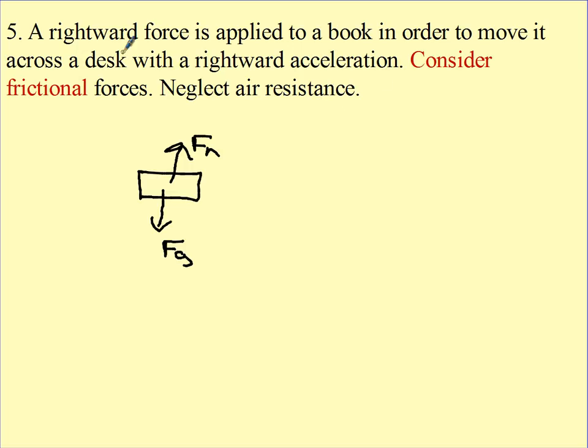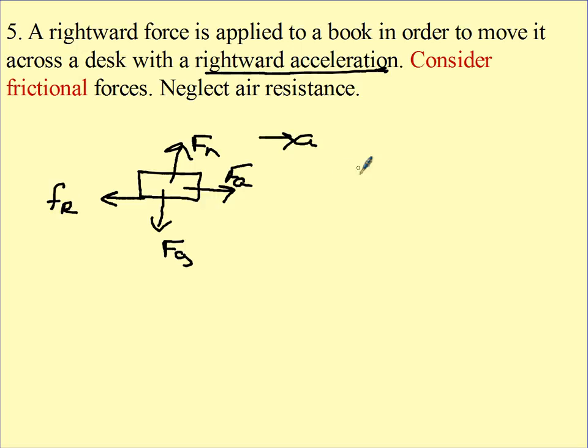So when it's sitting on a surface, always draw your normal force second. Now let's go back to the problem. I have a rightward force applied. So I'm going to apply my rightward force. I'm just going to call this Fa. You can call it just F. And it says consider friction. Because it's accelerating to the right. How do I know that? Because it says rightward acceleration. So friction opposes motion. So friction is going to point to the left. Now a lot of times I use lowercase f with r for friction.